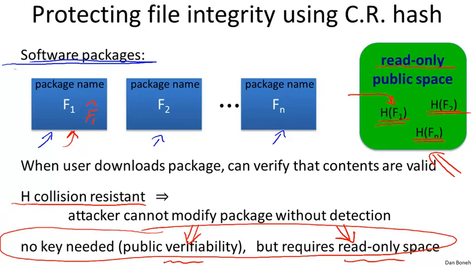I'll tell you that in fact this kind of scheme is very popular. Linux distributions often use public spaces where they advertise hashes of their software packages, and anyone can make sure that they downloaded the right software package before installing it on their computer. So this is something that's used quite extensively in the real world. Okay, so in the next segment we'll talk about generic attacks on collision resistance, and then we'll go ahead and build collision resistant hash functions.